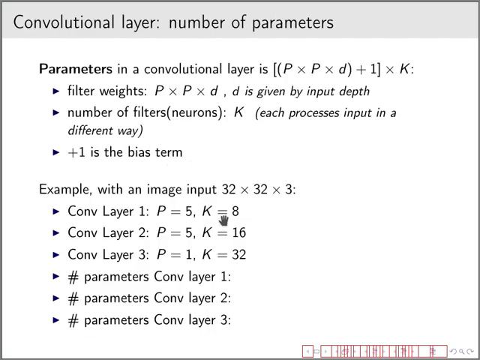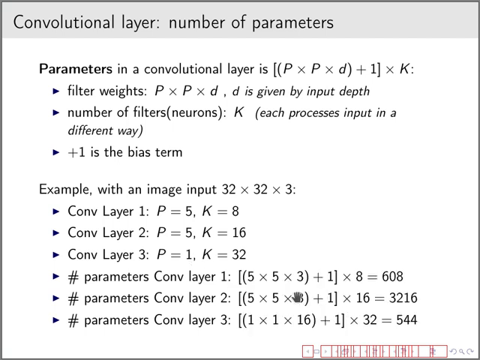So for example, if you have an image input 32 by 32 by 3 and a first convolution with 8 filters of size 5 by 5, the second one 16 filters 5 by 5, and the third one 32 filters 1 by 1. So what we have, the number of parameters of the convolutional layer 1 is 5 by 5 by 3 plus 1, which is the bias, times 8 neurons, 608 parameters to be trained or to be adapted during training.